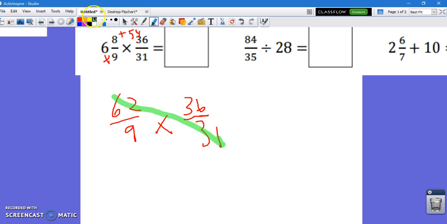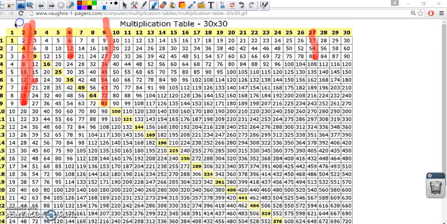Reduce diagonally, orange line or green line, the orange line, and see what we can find. So let me do the orange line first. Can I find a 9 and a 36 in the same row? I'm now looking for a 9 and a 36 in the same row. Remember, don't use row number 1. No 9. Here's a 9. There's a 36. So I have a 3 and a 12.